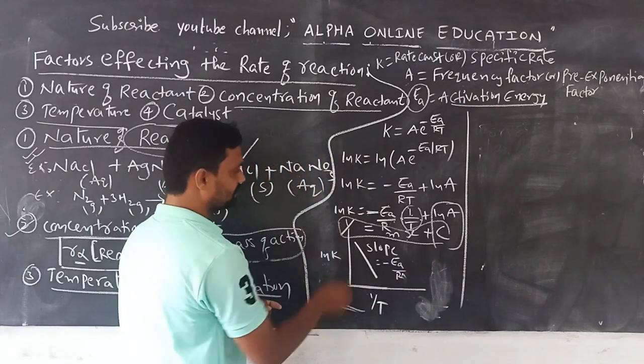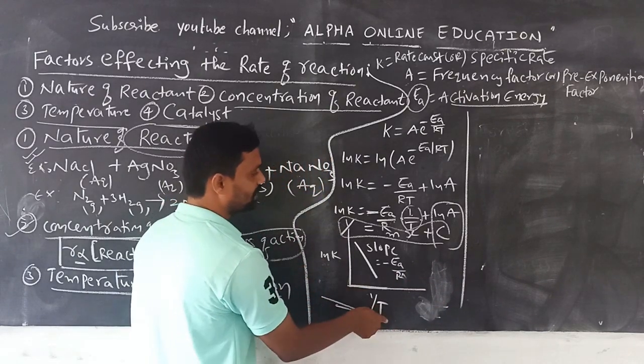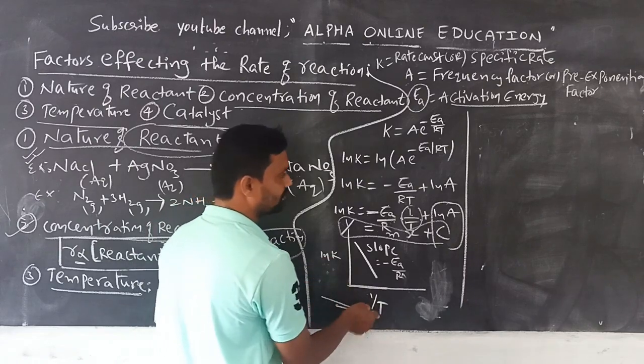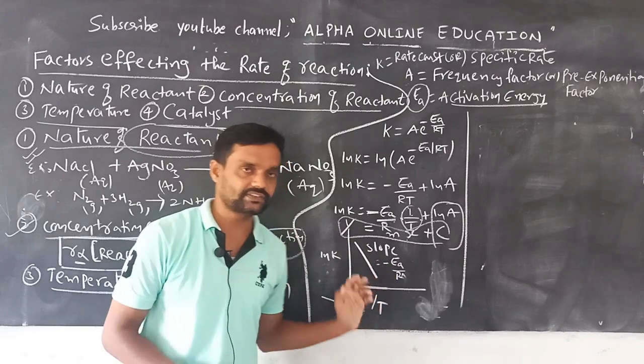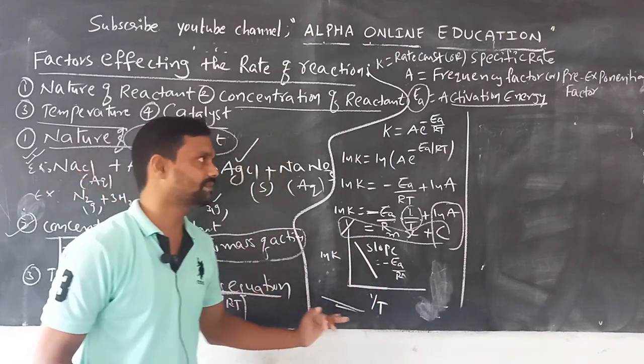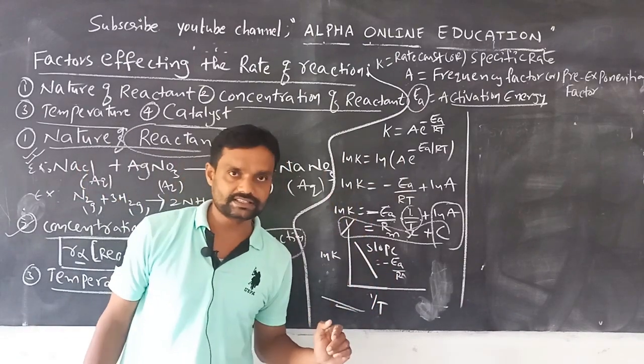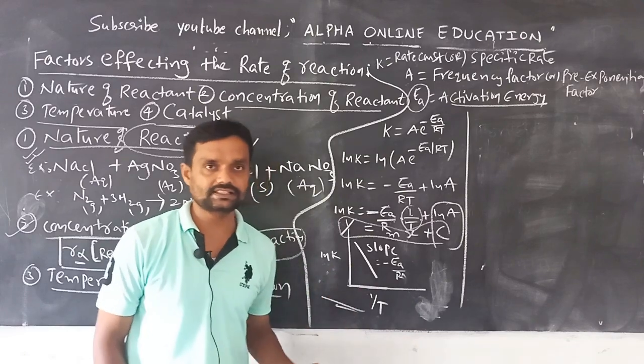This is the graph when we draw it between ln K and 1 by T value. So this is the temperature effect. How temperature affects the rate of reaction can be explained based on the Arrhenius equation. The remaining can be discussed in the next class.